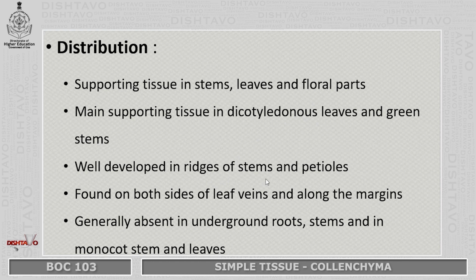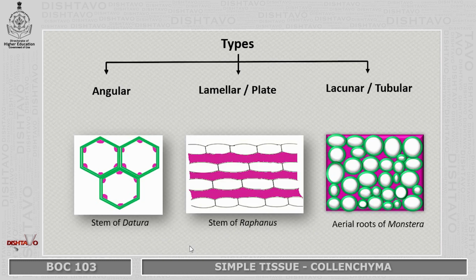Wherever you have stems and petioles with ridges, you will find collenchyma in those ridges. In leaves, the collenchyma is found along the leaf veins and along the leaf margin, so that when they are exposed to wind, it provides resistance against the wind currents and the leaves are supported. Generally, collenchyma is absent in underground roots and stems, and it is also absent in monocot stems and leaves.